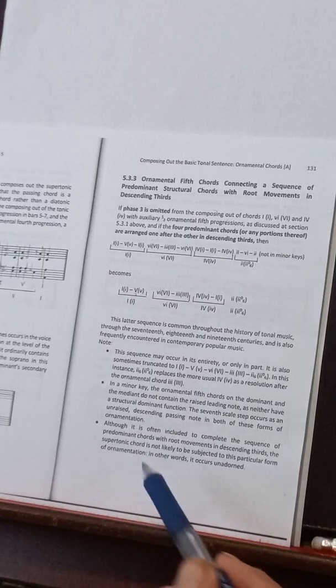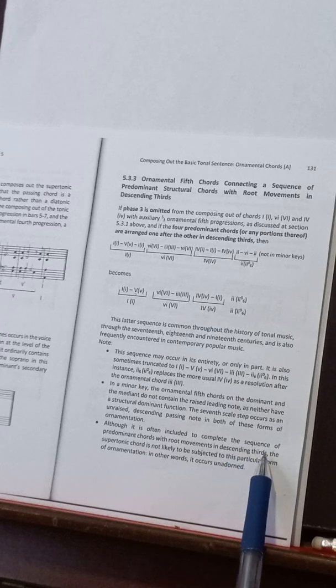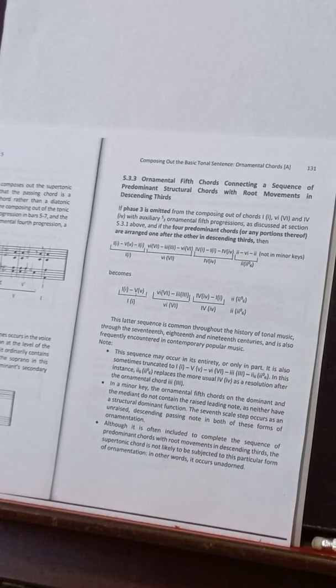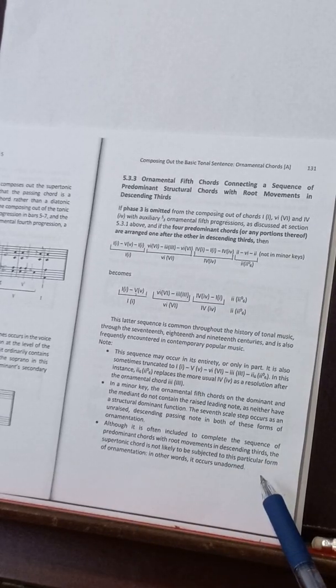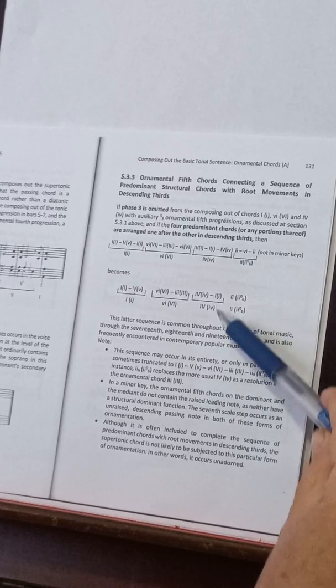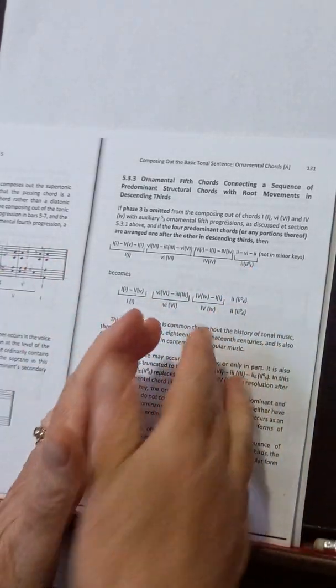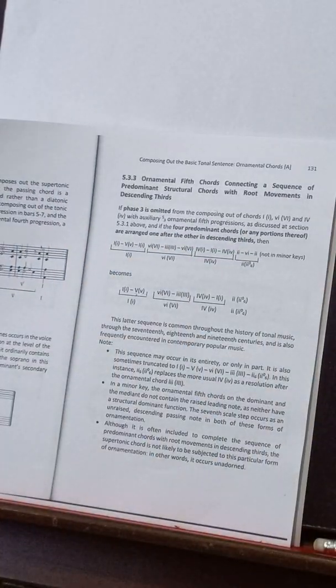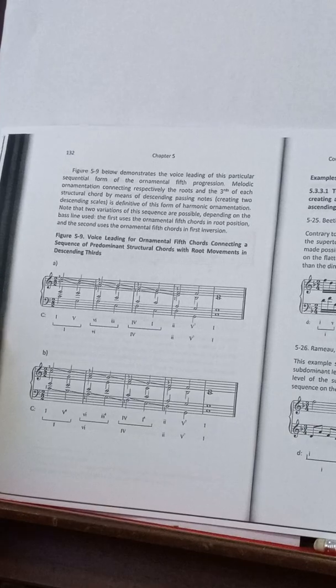And then just a note about the supertonic, although it is often included to complete the sequence of predominant chords with root movements in descending thirds, the supertonic chord is not likely to be subjected to this particular form of ornamentation. So if it is there, it just occurs unadorned. You can't do it because there's not another descending third to connect it with. And that's the reason why it is usually unadorned.